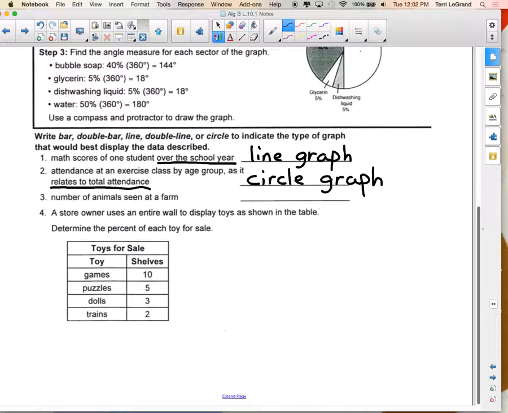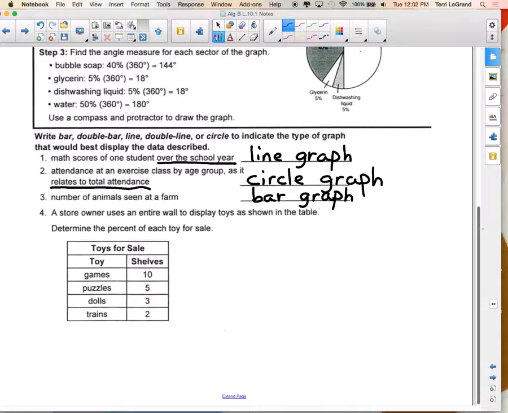So, number of animals seen at a farm. This is a category. Each of them has their own bar, so this would be a bar graph. If it were a double bar graph, it would be like, how many black cows compared to white animals, cows? Female and male. Yeah, that would be a good representation, female, male.